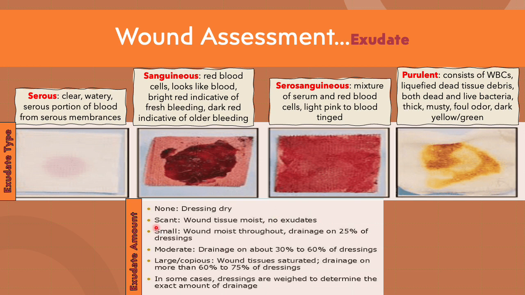The amount of the drainage can be scant, wound tissue moist, no exudate. Small, wound moist throughout, drainage on 25% of the dressing. Moderate, drainage on about 30% to 60% of the dressing. Large or copious, wound tissues are saturated, drainage on more than 60% to 75% of the dressings. In some cases, dressings are weighed to determine the exact amount of drainage.